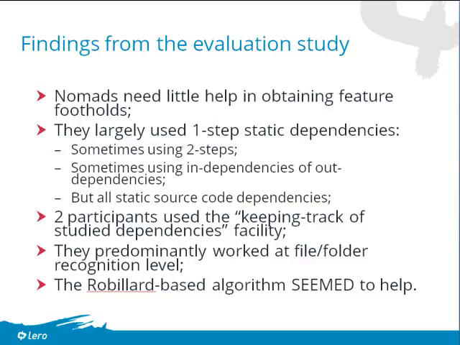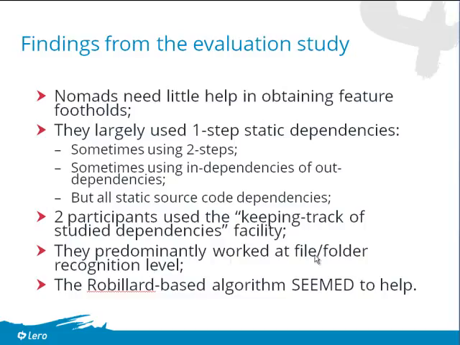Findings from an evaluation study with the tool showed that the software engineers, the experts, did indeed need little help in obtaining feature footholds. They found them very, very quickly. They largely use one-step static dependencies. Sometimes they used two steps. Sometimes they used in dependencies of out dependencies. So that was a bit of a variation, but always using static source code dependencies. Two participants used the keeping track of study dependencies facility, the cross-out facility, and they used it extensively.